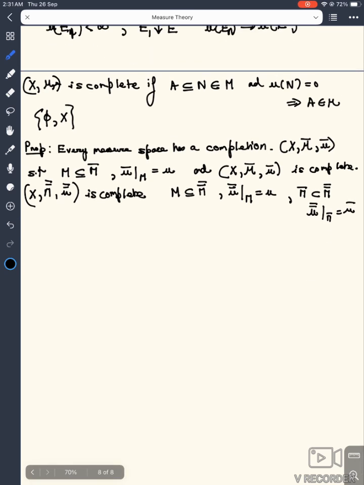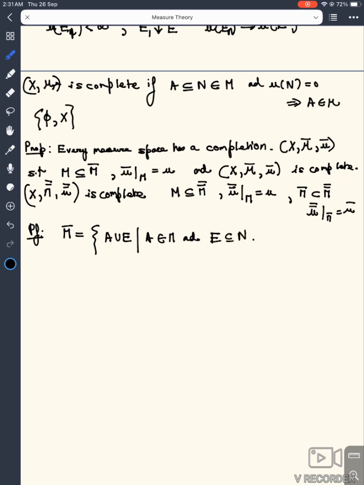So what we do is forcefully create a sigma algebra that consists of all the null sets. So it must contain M, it must contain all subsets of null sets, so it must contain their unions. So let's start with that. Let's create a sigma algebra with the union of an element in the sigma algebra M and a null set. So define M bar as all such A union E, so that A belongs to M and E is a subset of a null set N, where N is a mu null set, which means mu of N is 0.